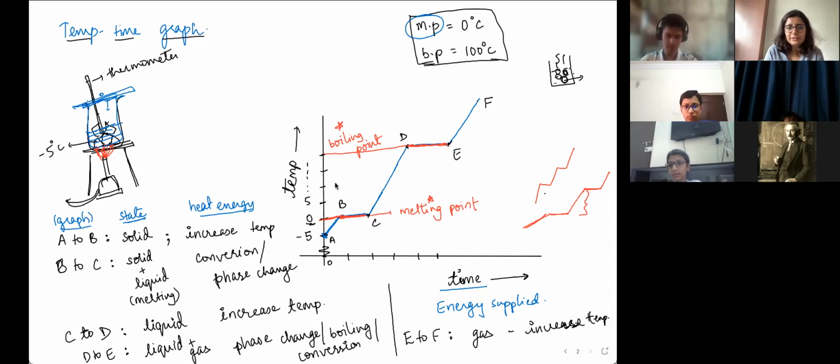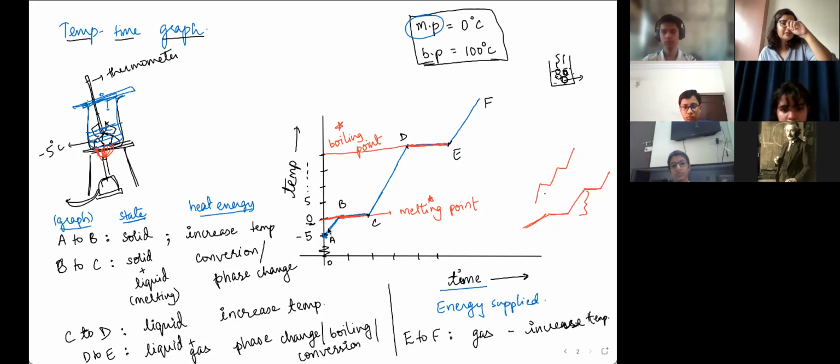All right. Now coming to the next part. Okay, so energy supplied also follows the same format, right? As time goes by, meaning how much energy we are supplying. Initially when we supply energy, that energy is going into increasing the temperature. The next part, we don't see any increase in temperature.